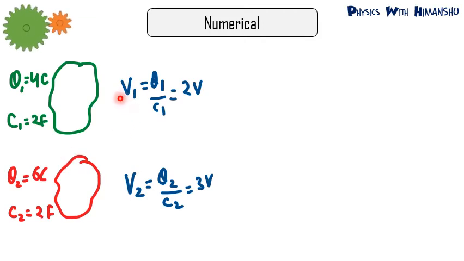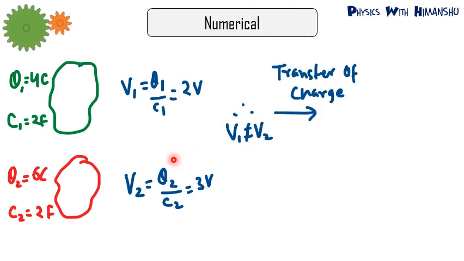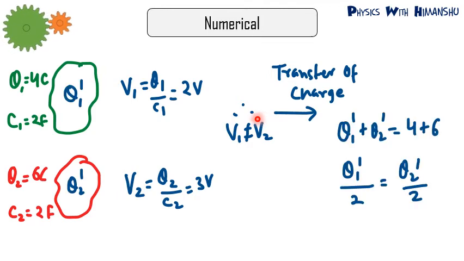So the first step is to calculate potential of first conductor, that is V1 equals Q1 by C1. So basically 4 by 2, it will come out to be 2 volt. Similarly for second capacitor, V2 equals Q2 by C2, so 6 by 2, it will come out to be 3 volt. Now see, there is potential difference. So basically they both will share charges. So there will be transfer of charge because potential is not equal.